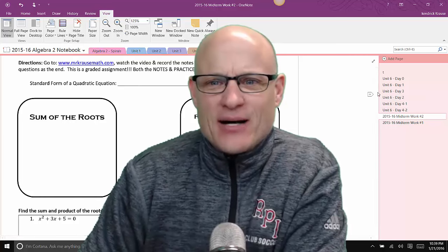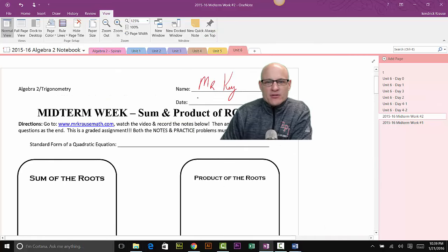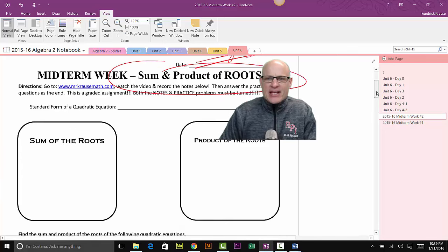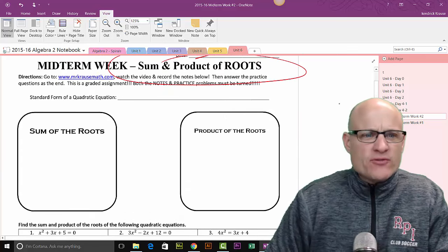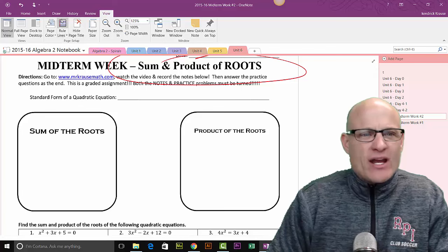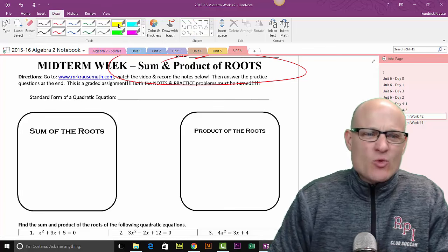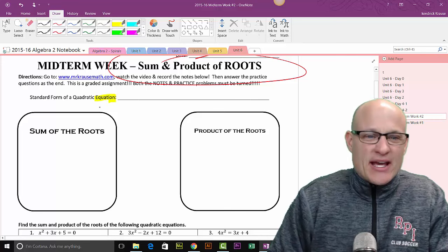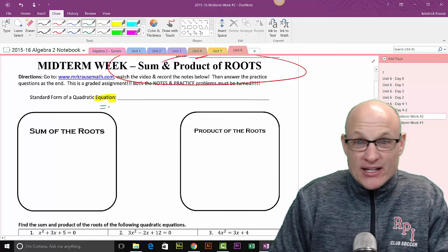Dedication to my job. My name is Mr. Key, and you're here to learn about sum and product of the roots. Oh yeah, multiplying and adding the roots. So first of all, we need to figure out a standard equation. By the way, kids, when you see the word equation, it usually has an equal sign in it.